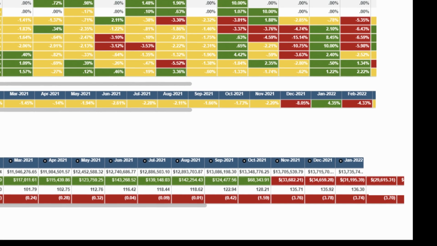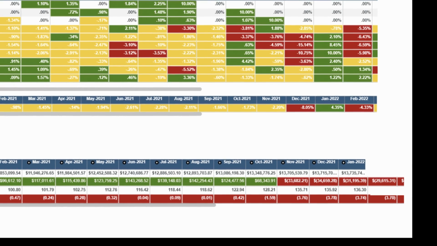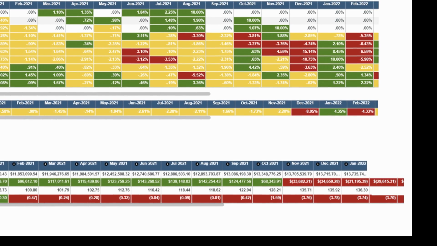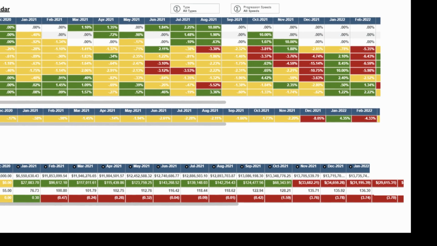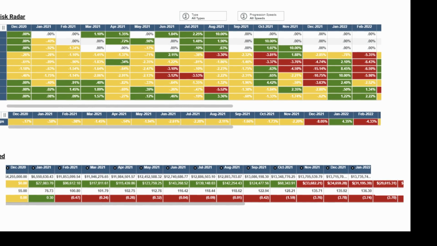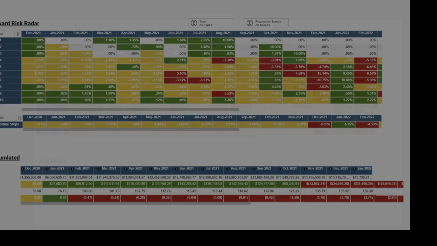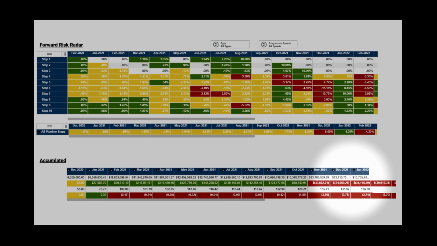Look what's happened to our forward risk radar from that single marginal improvement at stage 4. The change has flowed through the maths of the entire system, changed the profile of the radar, but most importantly, reduced our $366,000 aggregate deficit to December 2021 to $34,000.